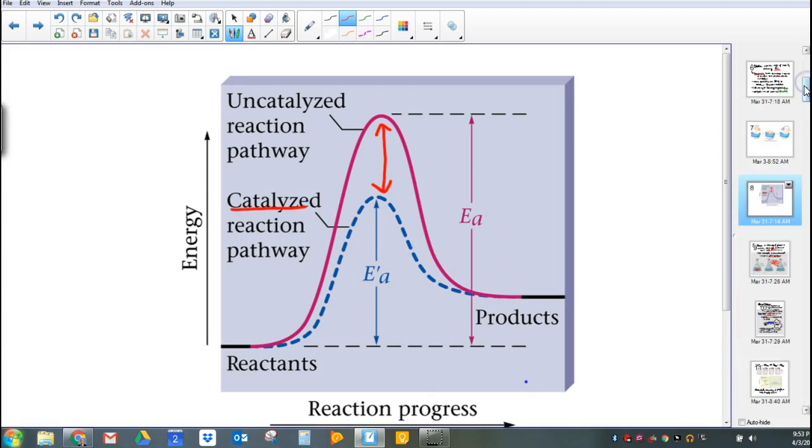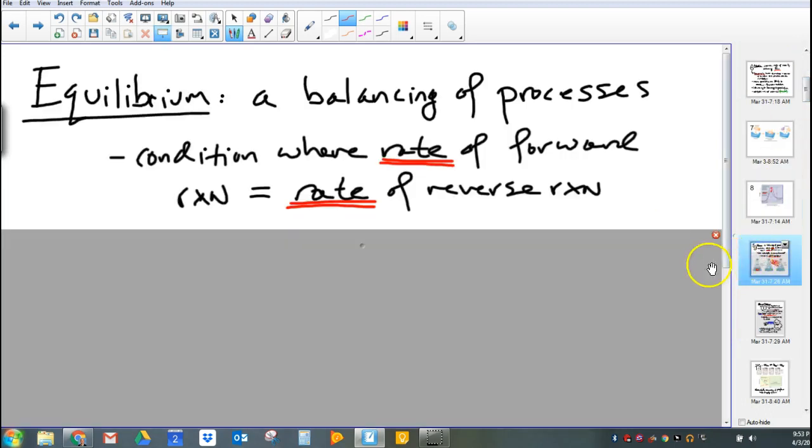So that's the idea behind kinetics. Let's move into a discussion of equilibrium, because it will reference collisions and kinetics as well. So equilibrium is a balancing of processes. We learned in chapter 16 that reactions can have both a forward and a reverse direction. We learned this especially with respect to acids and bases, conjugate acid-bases in the Bronsted-Lowry model.